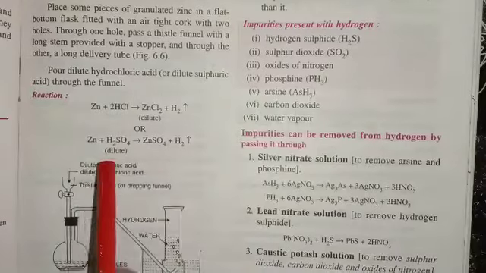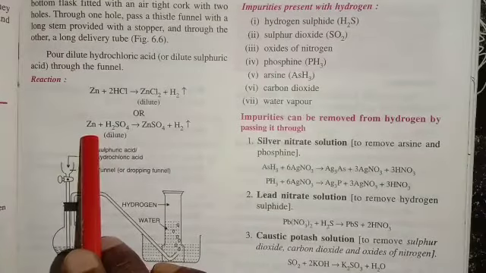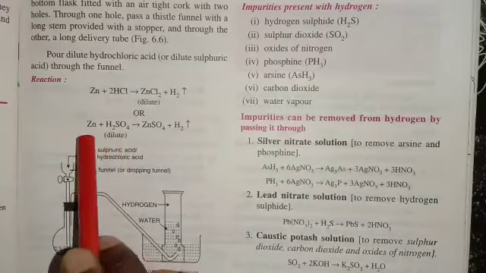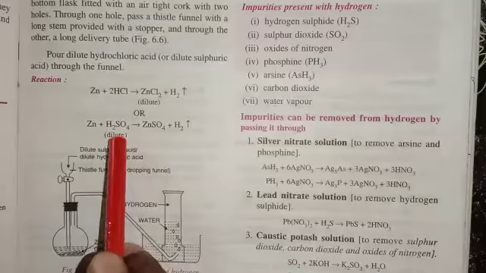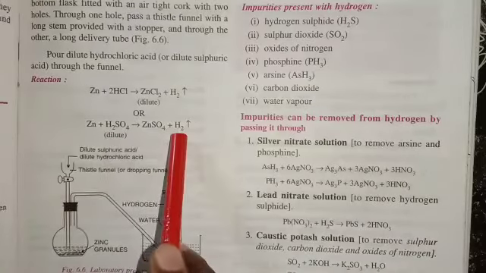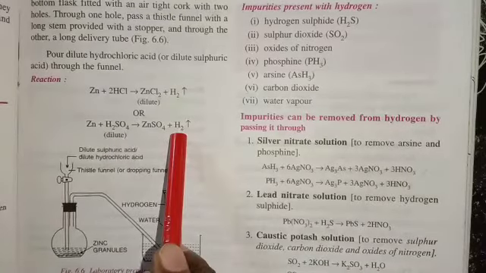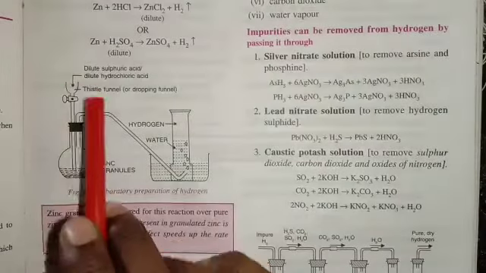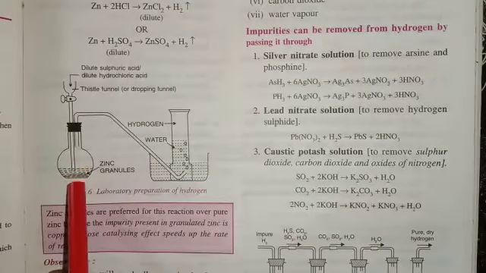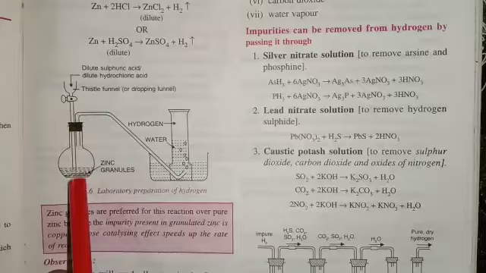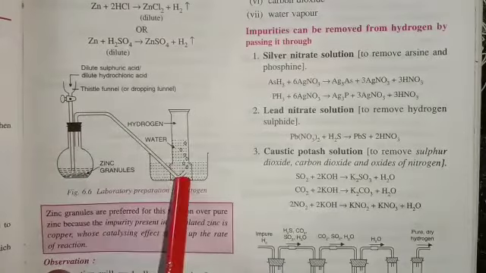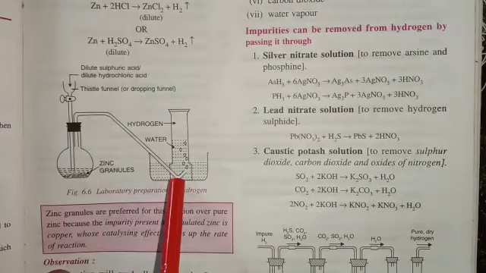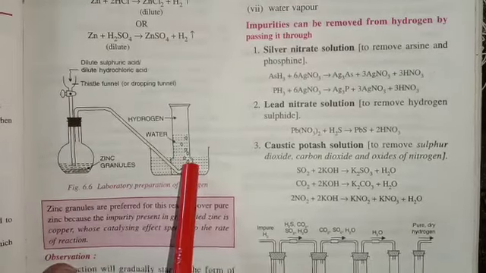Dilute hydrochloric acid, or you can take dilute sulfuric acid: zinc plus sulfuric acid, H2SO4, will give zinc sulfate plus hydrogen gas. It is the lightest gas, it will go up. This is the reaction taking place, and the procedure you see: apparatus, thistle funnel. This is the delivery tube. The hydrogen is collected by downward displacement of water.